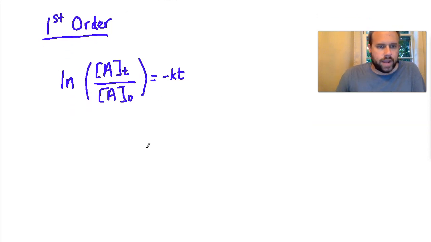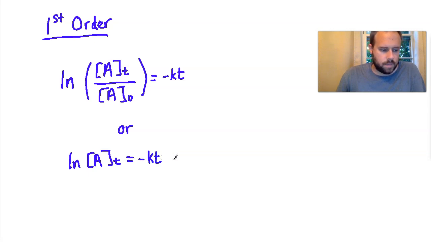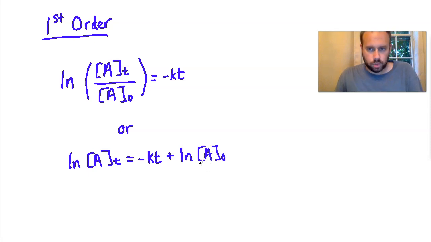Now we can rearrange this if you would like to solve for a final concentration or predict. You can say that you've got the ln for the concentration of reactant A at a given final time, and that is going to be equal to negative constant times time plus the natural logarithm of A naught.